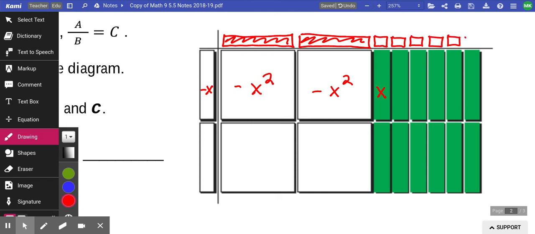Okay, those are negatives? Yeah. Don't shade it in, we call them negative. Sorry, the answers are shaded in, yes.